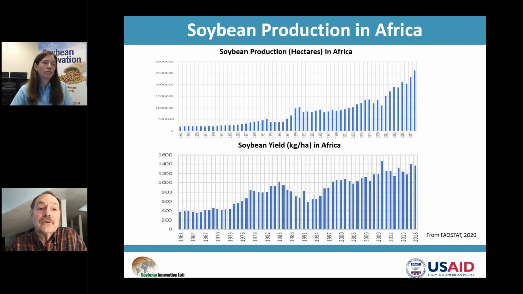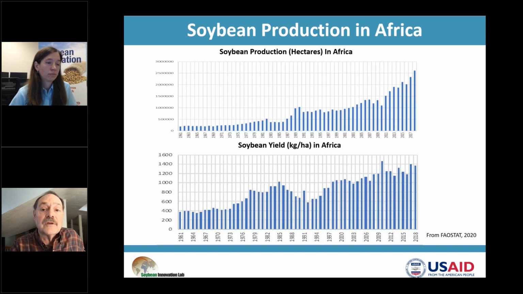The top graph shows soybean production in hectares from 1961, when there was about 200,000 hectares in production, to 2018, when there was 2.5 million hectares in production. This total represents about 1% of the hectares in production worldwide. In general, there has been a rapid increase in production in the last decade, and if the trend continues, this will double the area in production within the next decade.